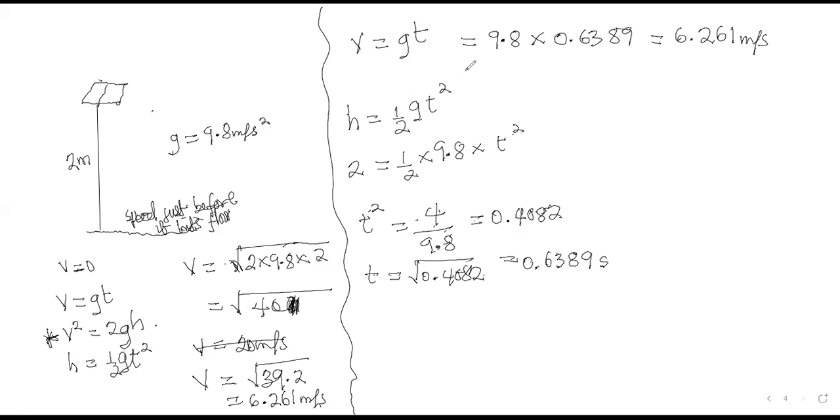So please, we use the 9.8 instead of the 10. Acceleration due to gravity, whichever value is expected to be used will be given to you in the question. If it's not given, you are free to take 10 or 9.8.